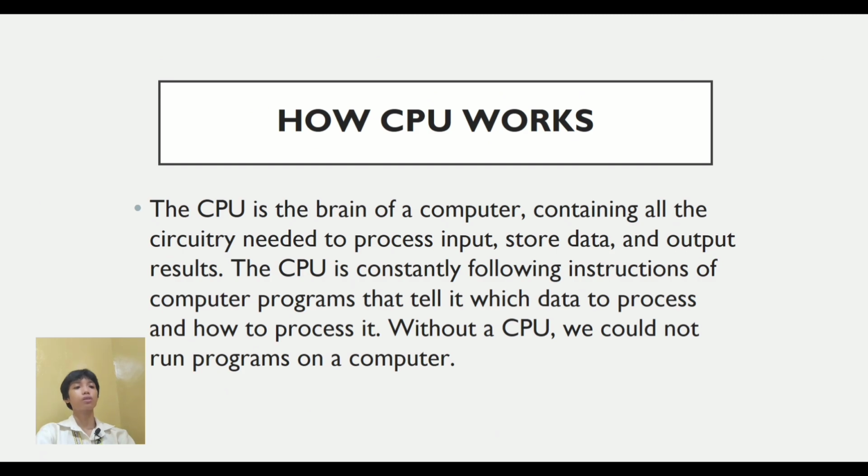So how does the CPU work? Once again, the CPU is the brain of the computer, containing all the circuitry needed to process input, store data, and output results. The CPU is constantly following instructions of computer programs that tell it which data to process and how to process it. Without a CPU, we could not run programs on a computer. Since this is the brain of the computer, it processes everything. Without the CPU, the computer will not function.